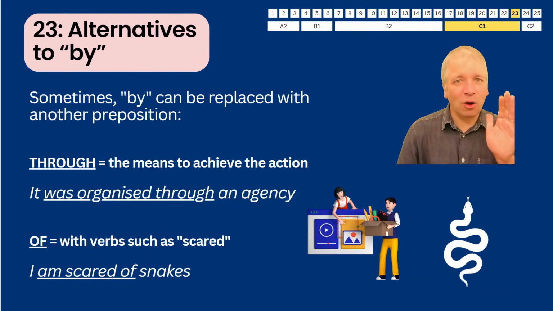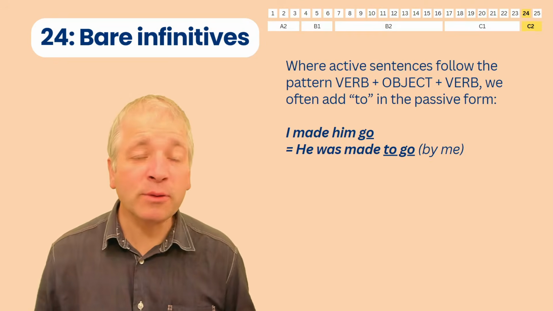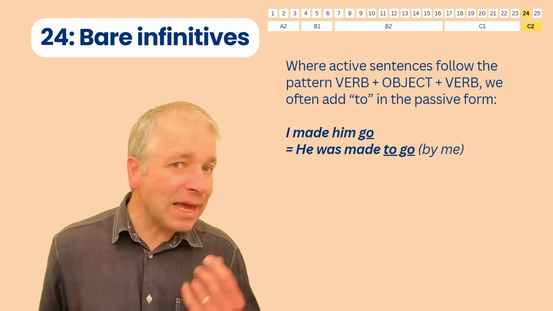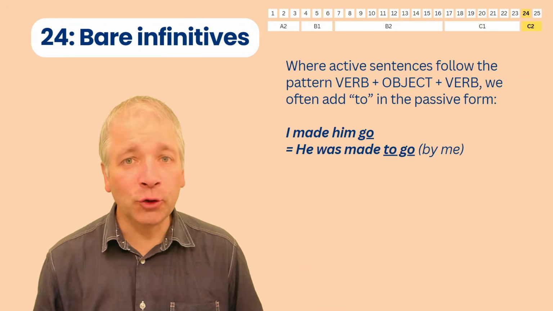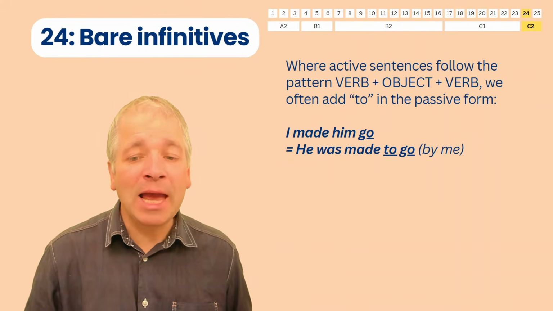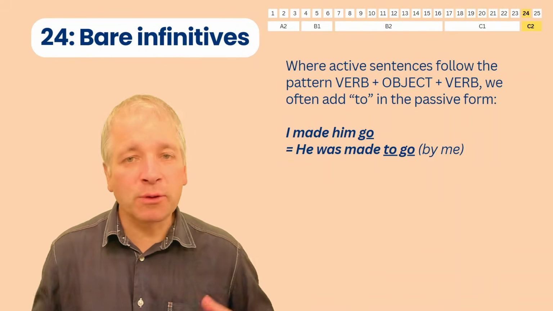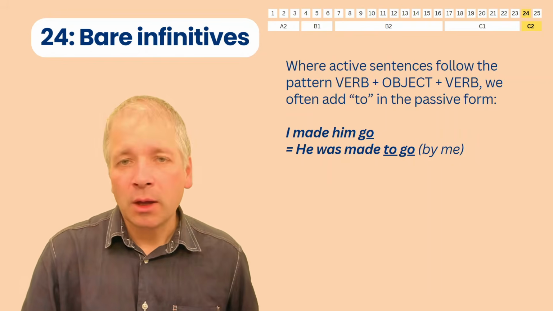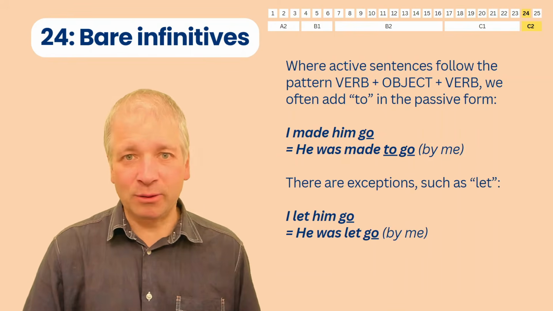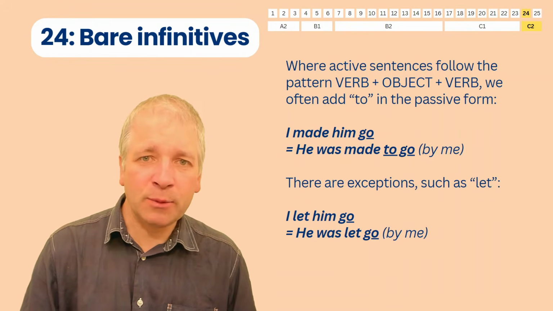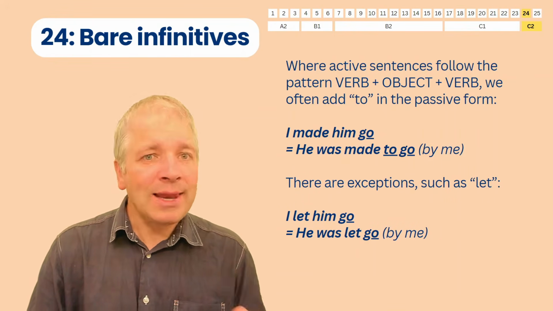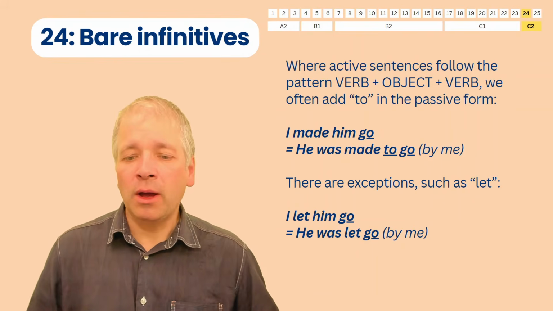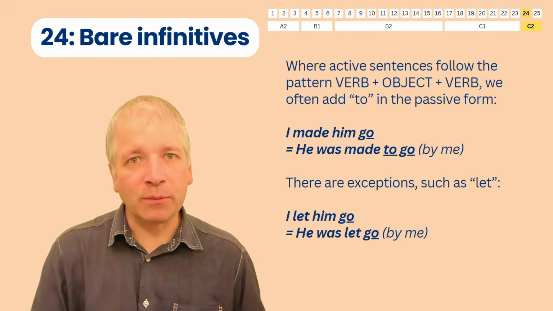I am scared of snakes. Now, in most situations, when you have a structure that follows this rule, when you make it passive, you add to back in. He was made to go, not he was made go. And then optionally, you can add the subject by me. But you have to know that there are some exceptions to this. And the major exception is with the verb let. I let him go. Here we do not add to before the go. He was let go becomes the passive.